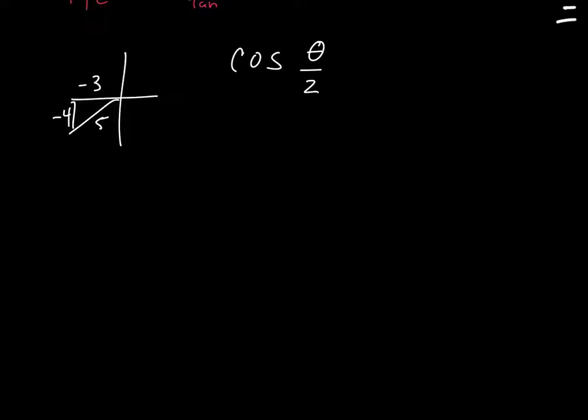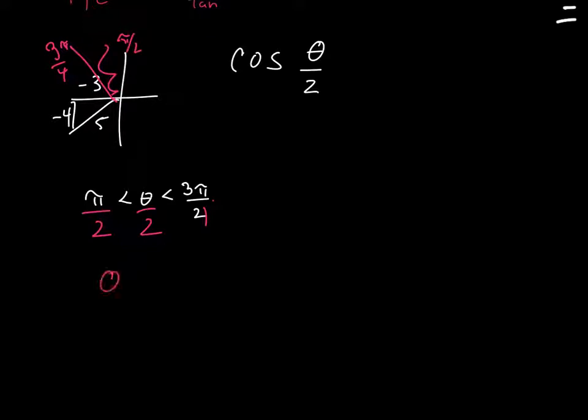But again, recall, because my original interval was theta between pi and 3 pi over 2, and I want to take half of that angle, that angle ends up being between pi over 2 and 3 pi over 4. So the angle that I'm looking for here is in quadrant 2. It's up inside here in this region.